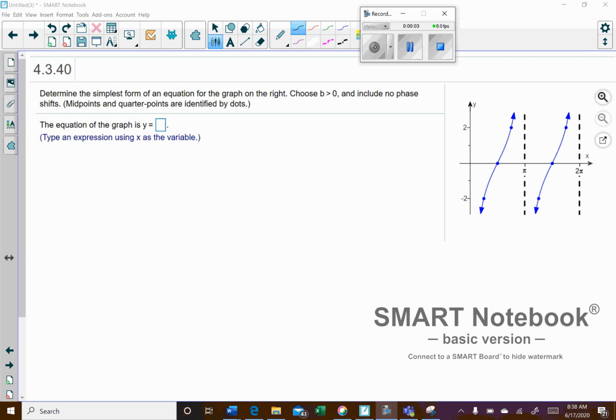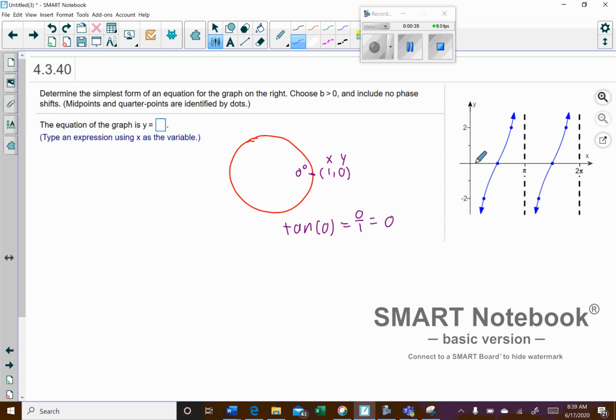Okay, so here we're dealing with either tangent or cotangent. So let's look at this a little bit in depth. To look at a cycle of tangent or cotangent, let's look right here at 0 degrees. Your x, y is going to be 1, 0, right? And tangent is the ratio of y over x, so that would be 0 over 1, which should be 0. So this must be cotangent, because for tangent you should be getting back 0.